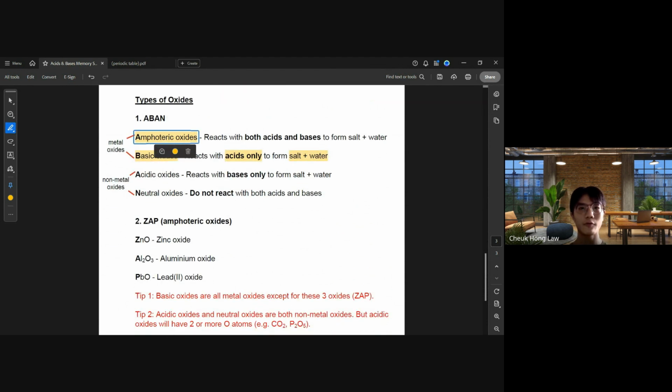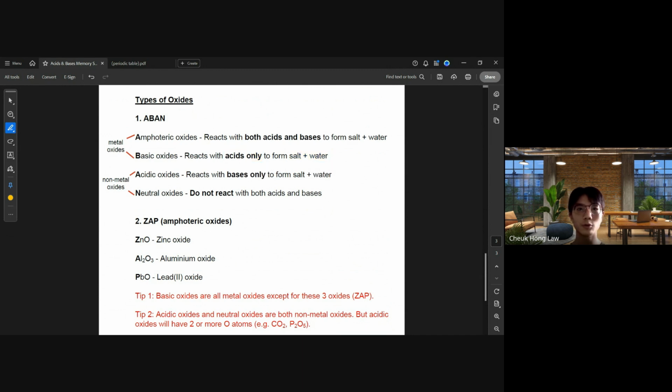So remember I said both of these are metal oxides, both amphoteric oxides and basic oxides. Since your amphoteric oxides are zinc, aluminium, and lead-2 oxide, your basic oxide is basically every other metal oxide. So all metal oxides are basic oxides except for zinc, aluminium, and lead-2 oxide. So we have covered the first two.